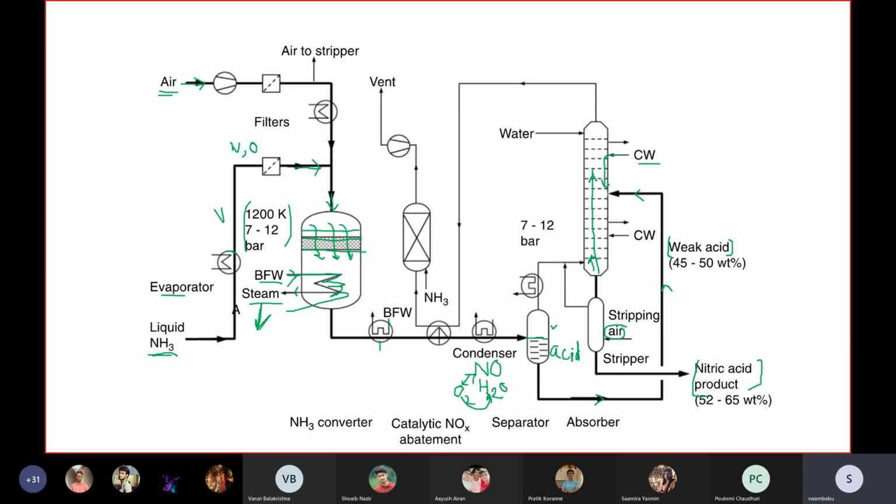Whatever nitric oxide gases enter this absorption tower react with oxygen in the air and form NO2. Whatever NO2 is produced reacts with cooling water which is coming from the top and forms the nitric acid. So nitric acid from here and nitric acid formed here, everything comes down as the final nitric acid product.